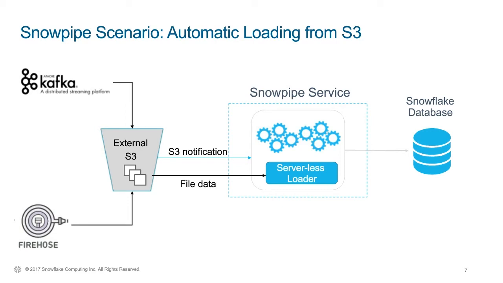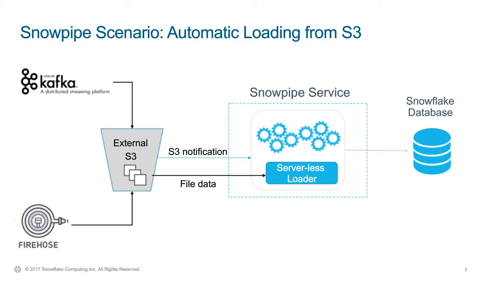What you're seeing here on this slide is essentially an illustration of option 1, where you rely on S3 notifications, send them into an SQS queue, and from the SQS queue, Snowpipe picks up the new files and goes through the loading process.